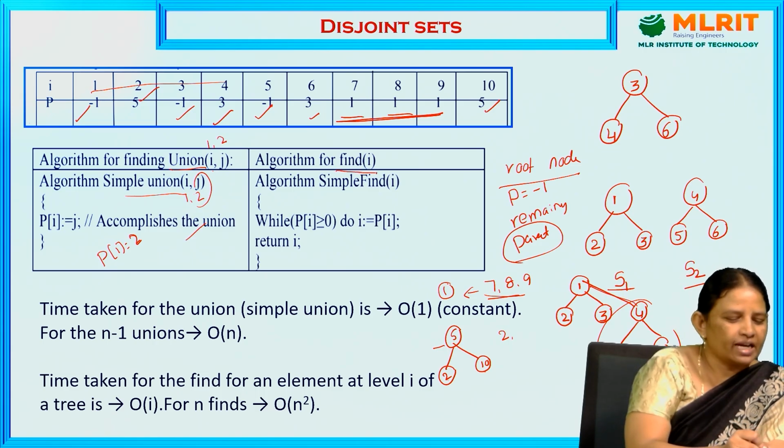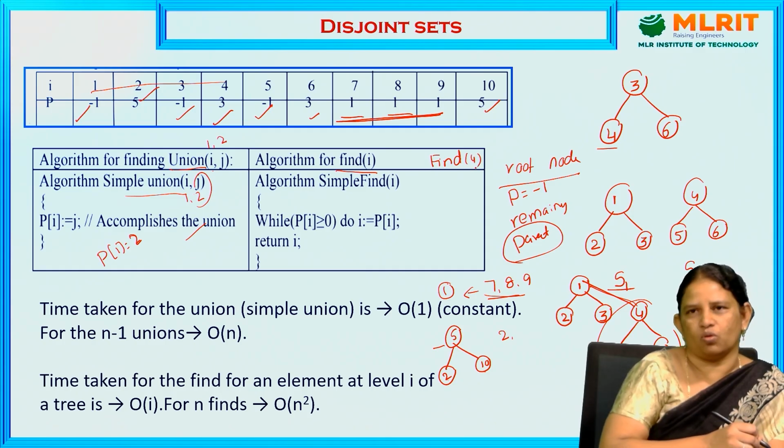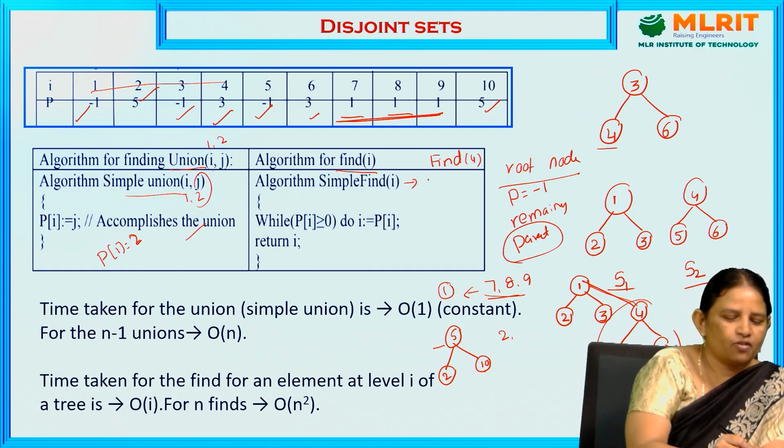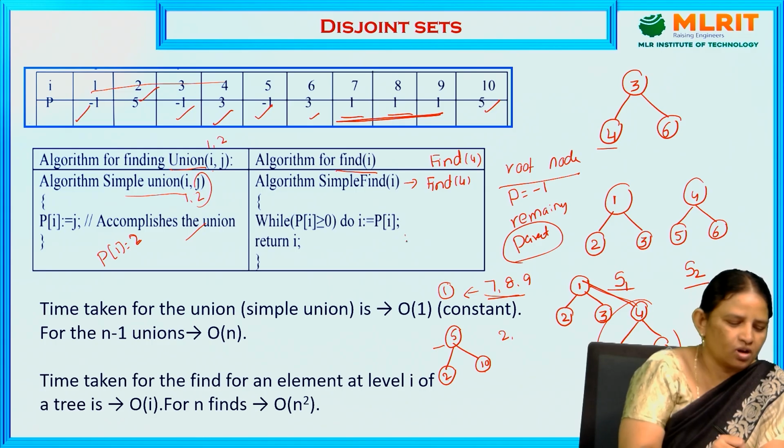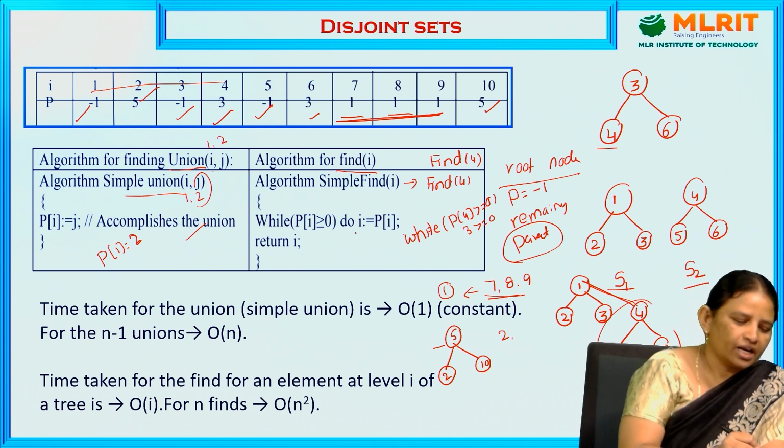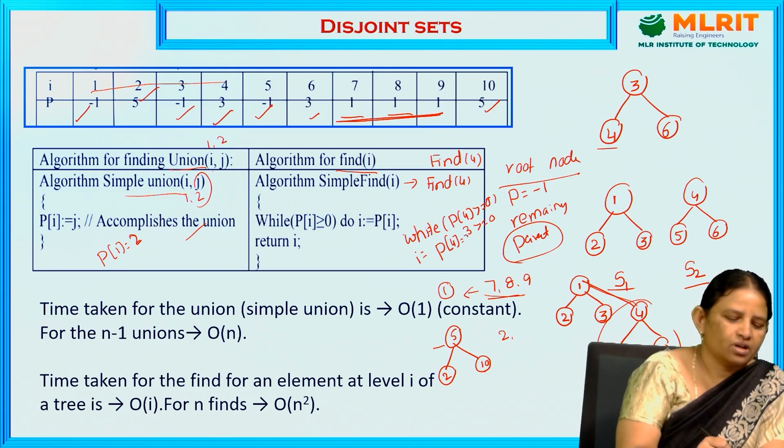Now, coming to the find of I. I need to find out what is find of 4. Who is the parent of 4? Next, simple find of 4. I value is 4. Next, the while loop is repeated until the condition becomes false. While P of 4. What is parent of 4? Parent of 4 is 3. 3 greater than or equal to 0. Condition true, then I equal to P of 3. That is, I value equal to 3.